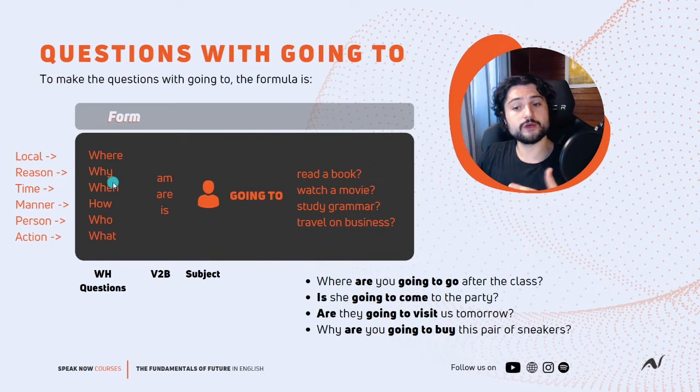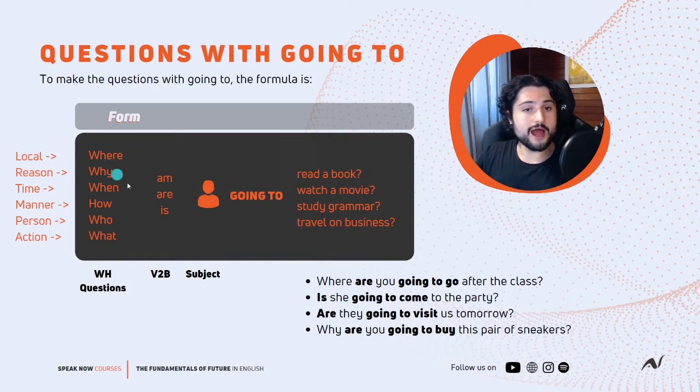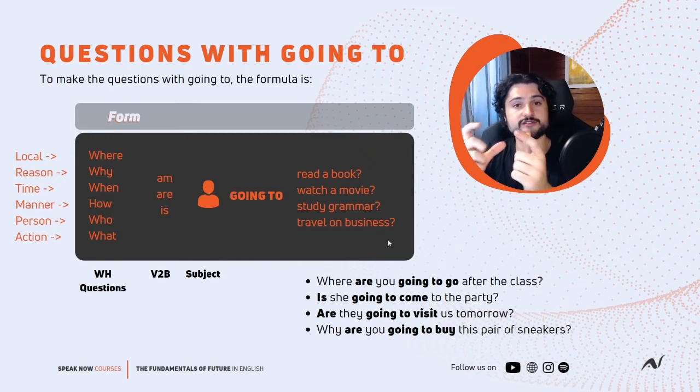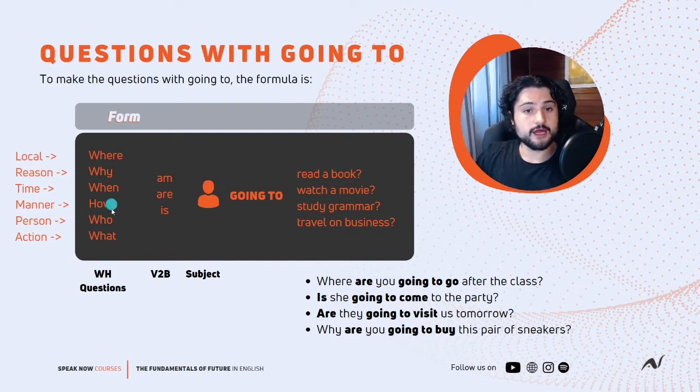And now, if we want to create open-ended questions, it's very simple. We just need to add the double H questions. For example, where are you going to watch a movie? Why are you going to read a book? For example, when are you going to study grammar? How is he going to travel on business? You see, we just put the elements together. It's like pieces of a puzzle, pieces of Lego, blocks, and then we build on these blocks. Who and what?